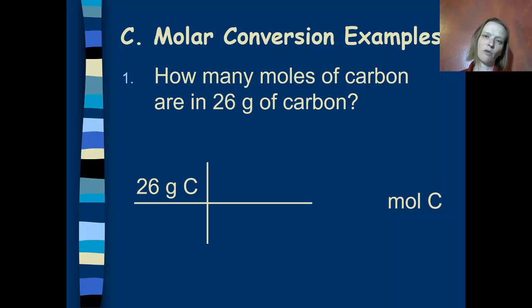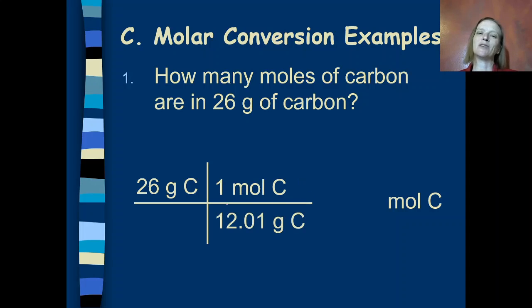I want to get rid of grams and bring in moles. That means I'm going to have to get rid of grams with the molar mass of carbon and bring in moles up top. 1 mole has a mass of 12.01 grams. So this is the correct conversion factor to use to get rid of those grams.